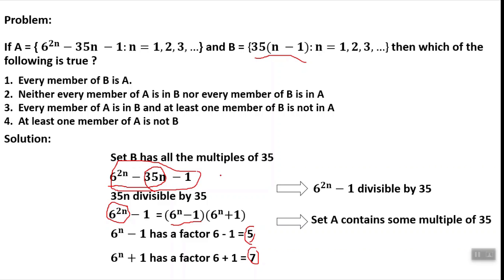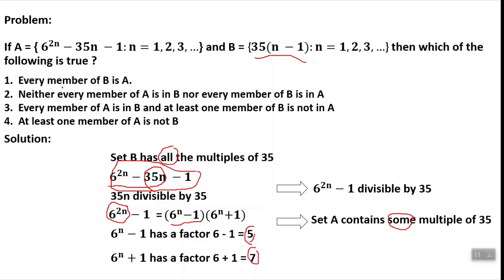So set A also contains multiples of 35, but it will not contain all the multiples of 35. Set B, on the other hand, contains all the multiples of 35. Set A contains some multiples of 35. Now let us go and look at the options.